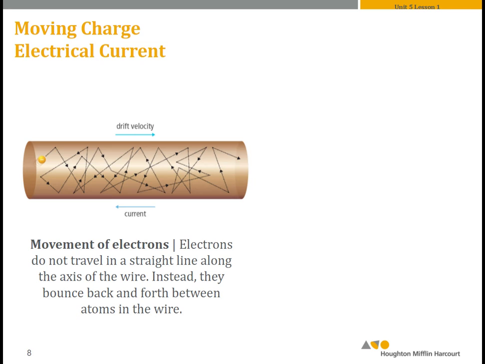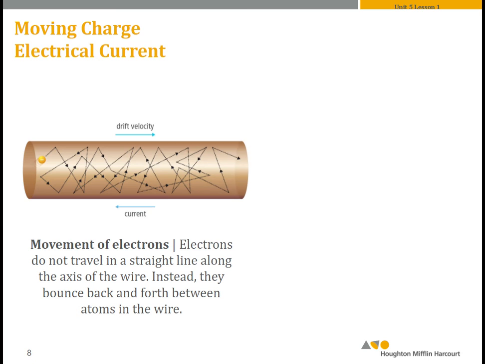They move in this erratic path, but if you put the conductor in an electric field, so in the presence of an electric field, the random motion will still be pretty random, but it will generally move from one side of the conductor to the other. So that will be your drift velocity. The drift velocity is how fast the electrons themselves move through the conductor.